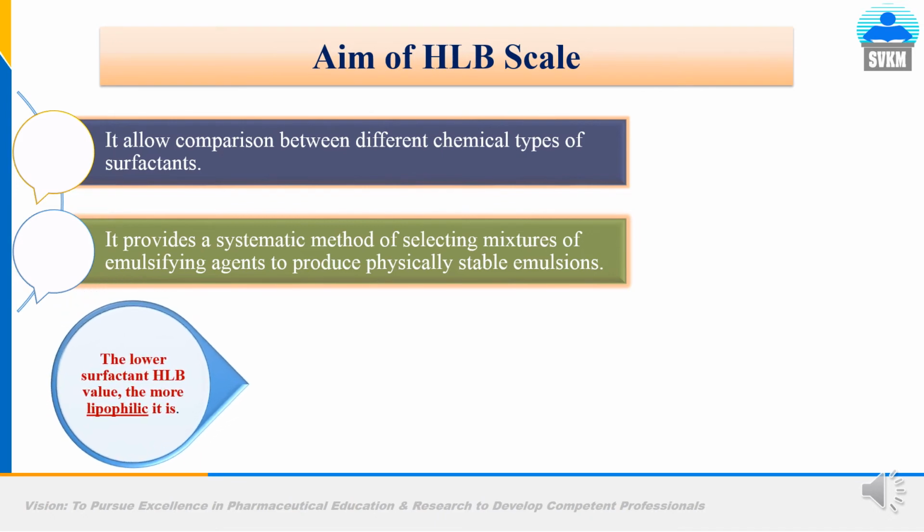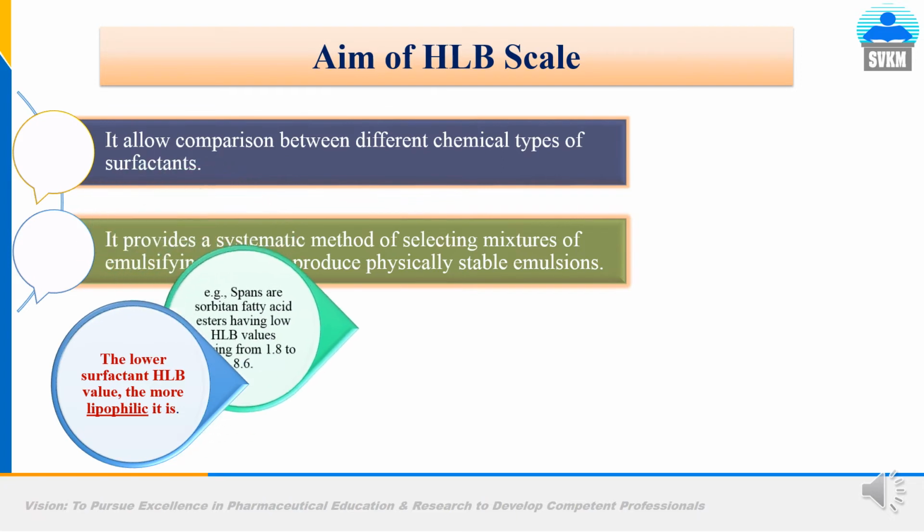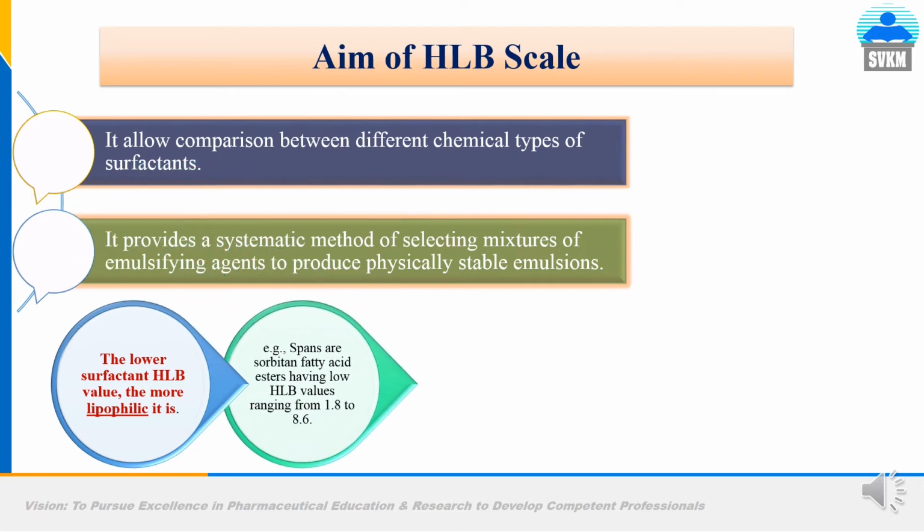Now, as we know, those surfactants having a lower HLB value impart lipophilicity. It means that the surfactant is lipophilic in nature. A general example is what? Spans. We know that Spans are sorbitan fatty acid esters having low HLB values, generally ranging from 1.8 to 8.6. So those surfactants having an HLB value between 1.8 to 8.6 are lipophilic in nature, right?